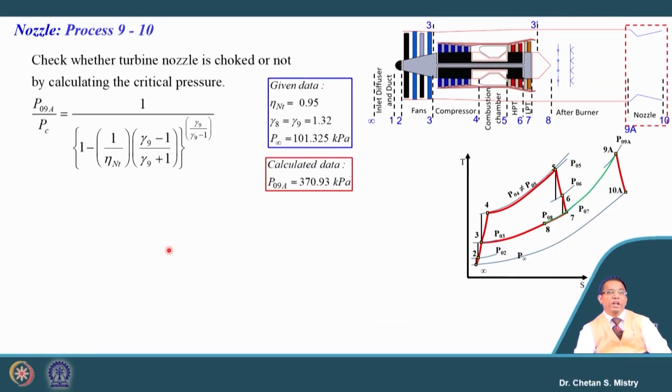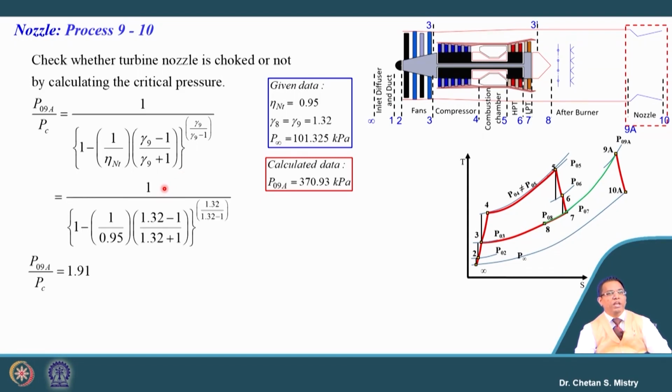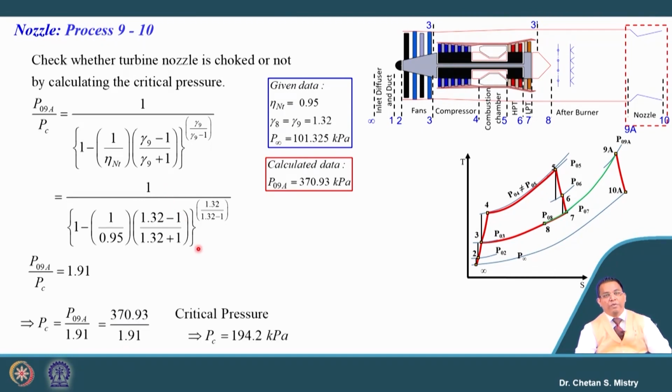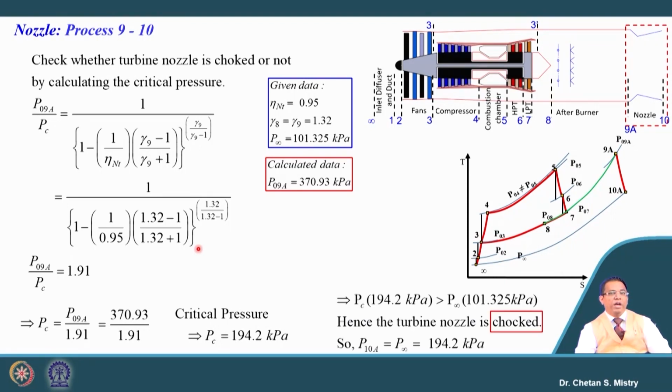Now, this will be the input for our nozzle, and for the nozzle here in this case, the gamma value we have already calculated for the mixing chamber, that is 1.32. The efficiency for the nozzle is given as 95%. So, let us put that number only. Based on that we will be doing our calculation for the critical pressure, and this critical pressure by calculation is coming 194.2 kilopascal. Let us try to compare this critical pressure with the atmospheric pressure.